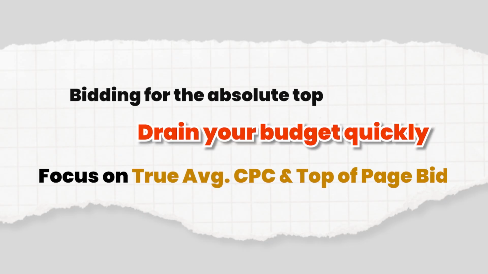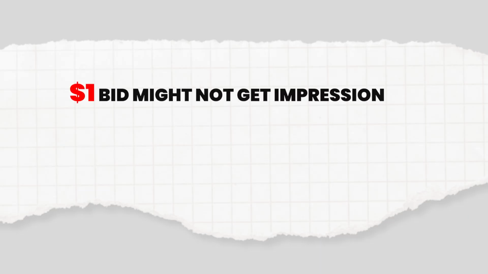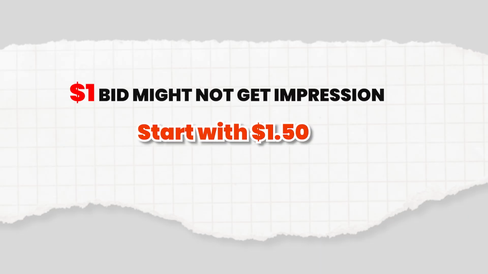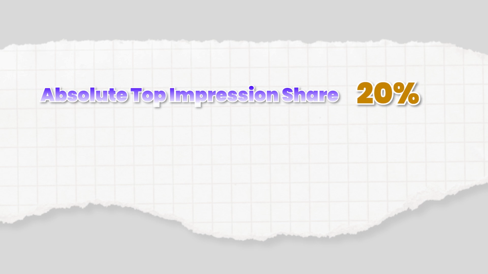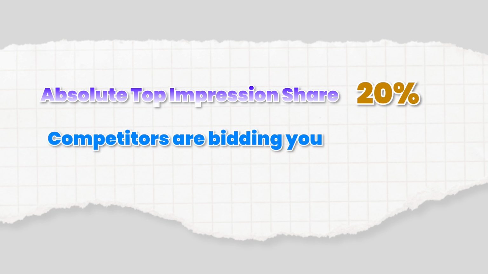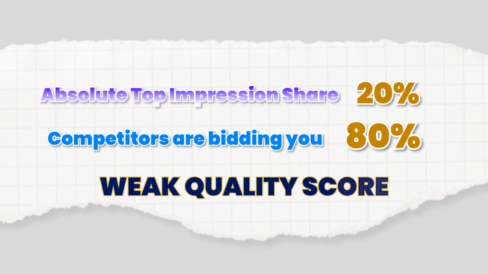Instead, focus on the true average CPC and the top of page bid. If the keyword is critical, like a competitive tutoring keyword in a big city, a $1 bid might not even get impressions. You may need to start at $1.50, $1.80 just to compete. Also, watch impression share. If your absolute top impression share is only 20%, it means competitors are beating you 80% of the time, usually because of low bids or weak quality score.